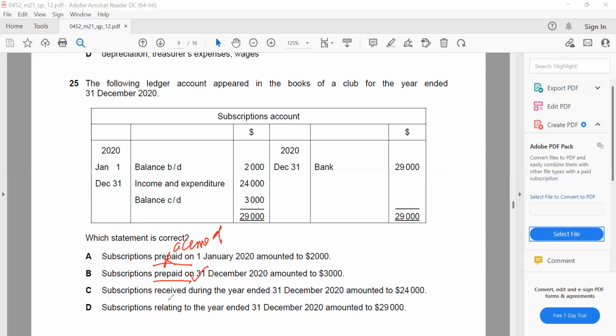Okay, this is correct. Subscription received during the year ended amounts to, so this is the amount received. The amount should be 29,000, which is the bank amount. Subscription relating to the year ended amounting to, this one relates to the year. This refers to the income and expenditure account, which should be 24,000. So the answer should be B. Okay, now let's continue.